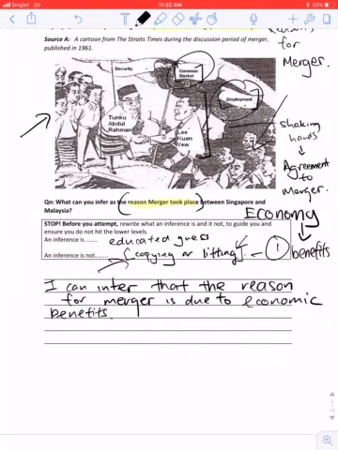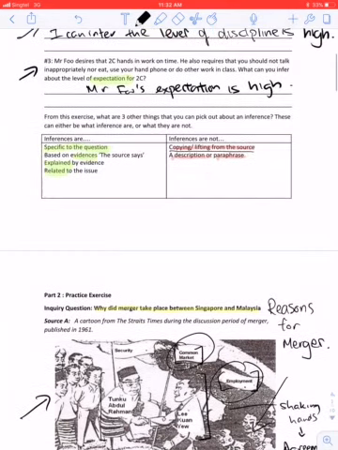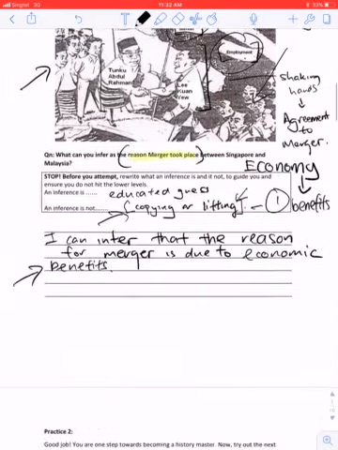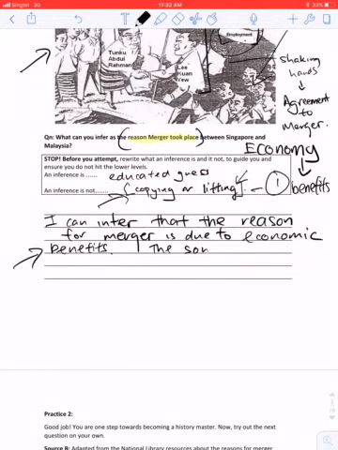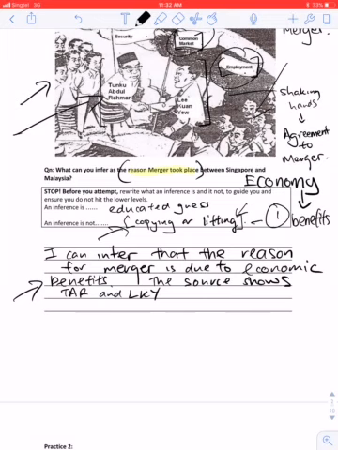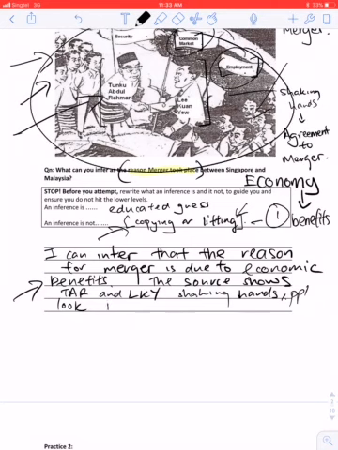Okay, all inferences have to be based on evidence, right? Explained by evidence. So you must start by saying the source shows Tunku Abdul Rahman and LKY. Tell me about the significant things you see in the picture, that they are shaking hands. Okay, how do the people look at the back? So you must use all aspects of the picture. The people look happy and they are signing. What are they signing? A merger agreement.